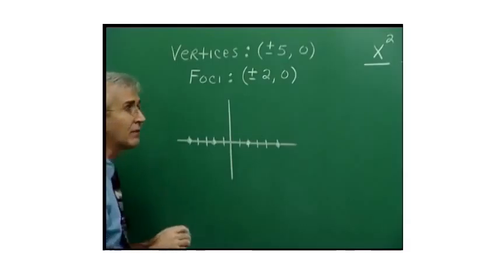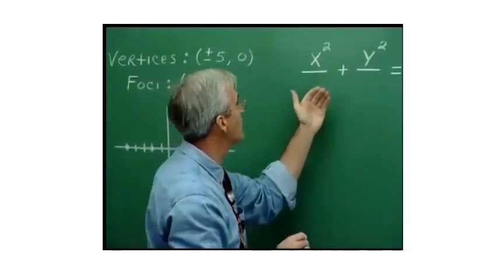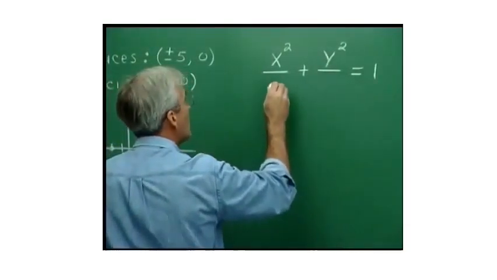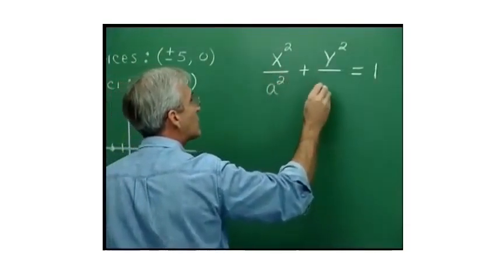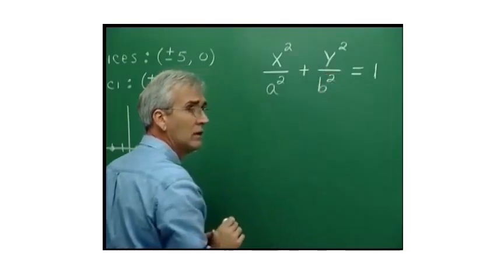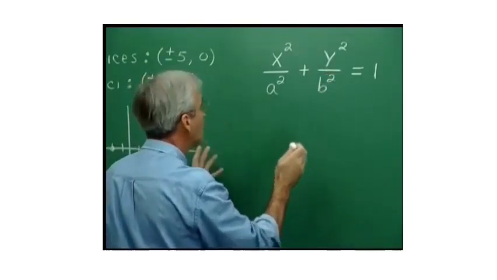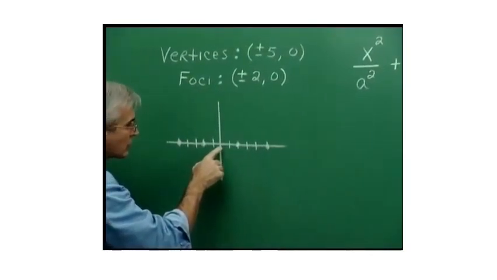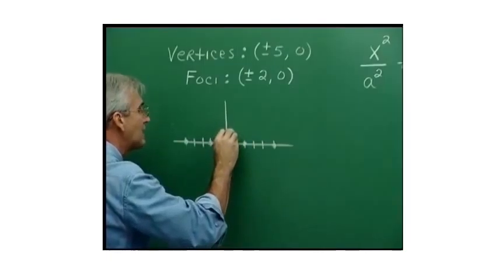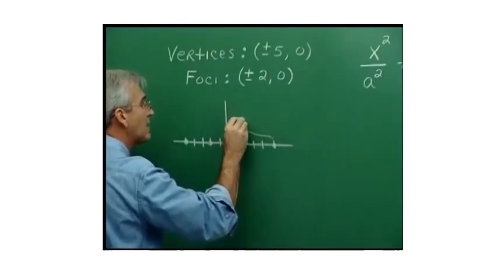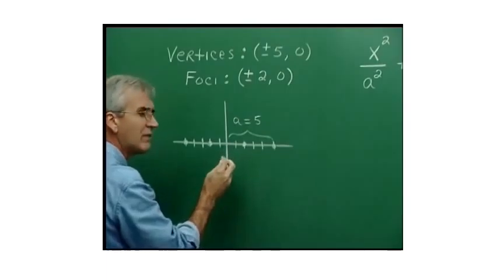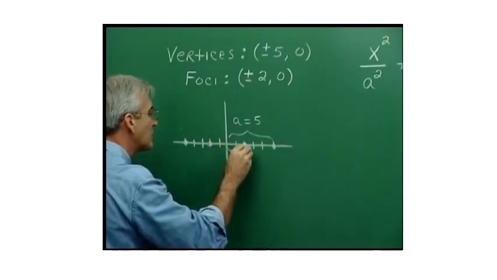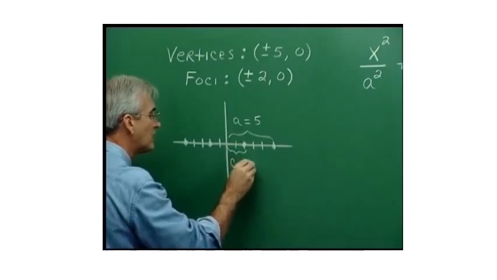Well, we know this much about the equation. We know it's x squared over something, y squared over something else. We know that we have a horizontal elongation so that we know the a value is under x squared and the b value is under y squared. We actually have that a value. It's the distance from the center to the vertex points, and that distance then is this distance. So A then is 5. And we also have the distance from the center to the focus points. And that distance is C, and it turns out to be 2.